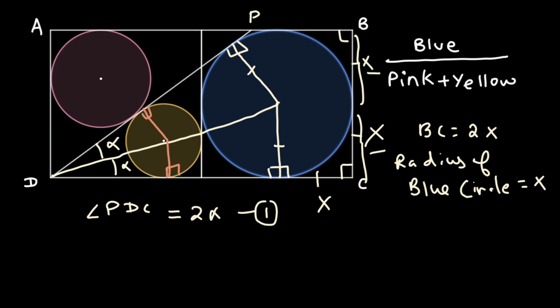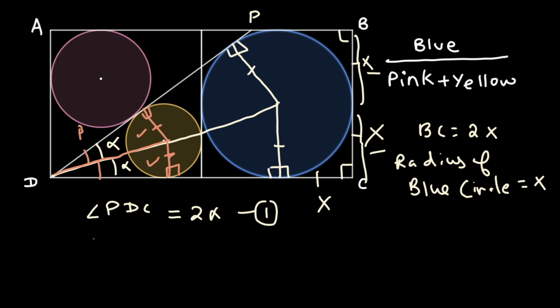Now I will again draw a line segment from the point D to the center of this yellow circle. Now again these two right angle triangles are congruent to each other because of right angle, common hypotenuse, and these two sides are equal because they are the radius of the yellow circle. So once two triangles are congruent, the rest of the things between them become equal. Therefore this angle and this angle become equal and let it be equal to beta.